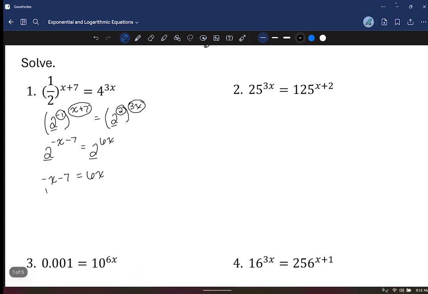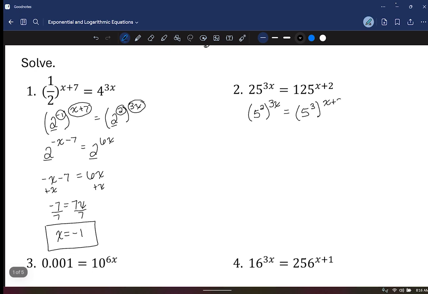So I'm going to go ahead and add this x to the other side. So now I have -7 equals 7x. Divide by 7. So my x is -1. So on number 2, I have a 25 and a 125. Both of those can be written with a base of 5. So I'm going to replace 25 with 5 squared. That's still being raised to the 3x. And 125 is the same thing as 5 to the third power. And I'm raising that to the x plus 2.